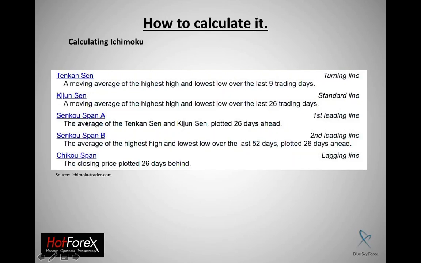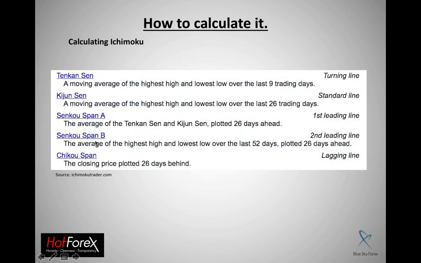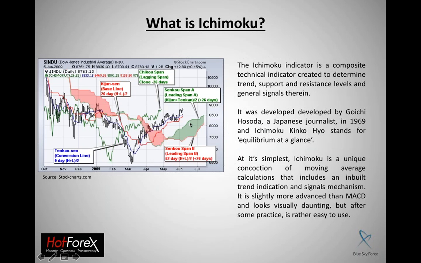The Senkou span is the average of these 2 lines, the Tenkan and the Kijun Sen, plotted 26 days ahead. Just to reiterate, it's that green line into the future. And then you have the Chikou span, which is the closing price plotted 26 days behind, okay, which is the green one.